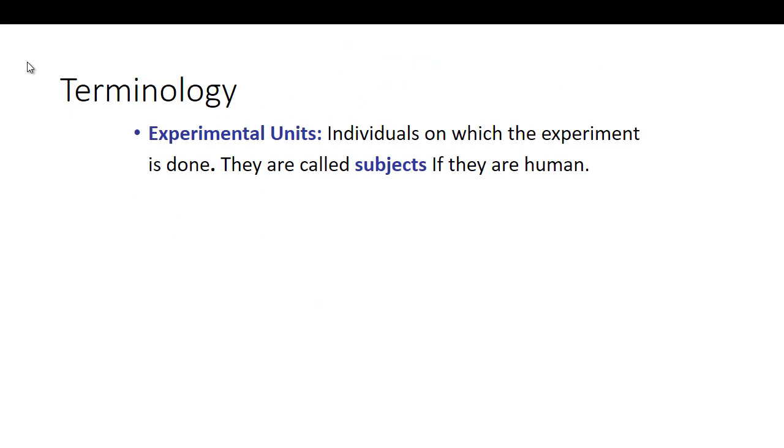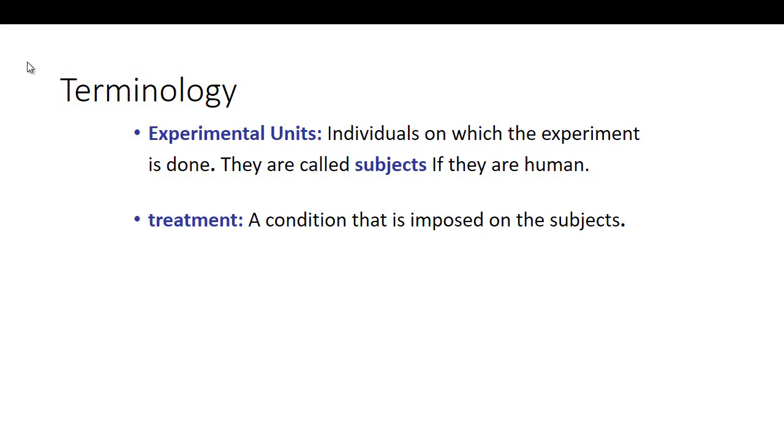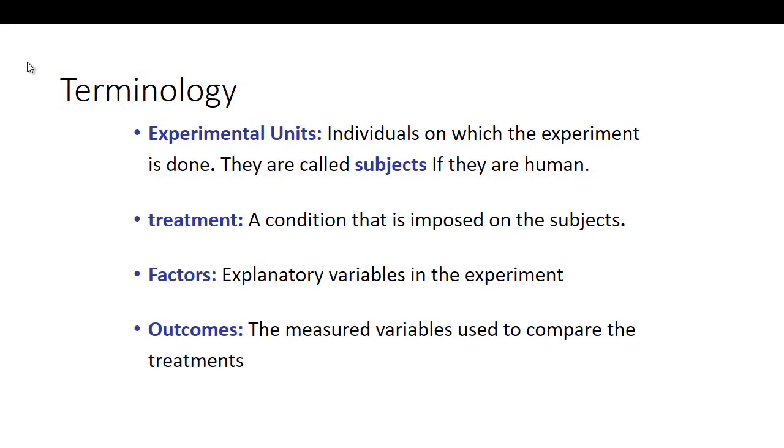Okay, some terminologies. Experimental units are the individuals on which the experiment is done. They are called subjects if they are human. A treatment is a condition that is imposed on the subjects, and the factor is an explanatory variable in the experiment. Outcomes are the measured variables used to compare the treatments.